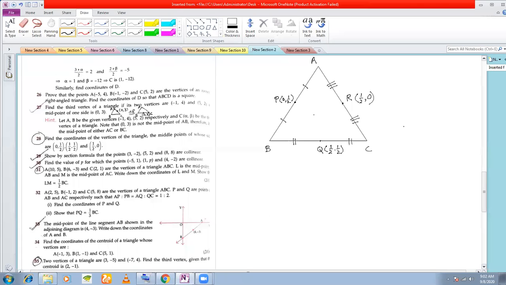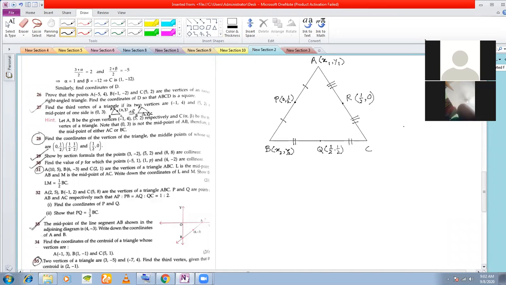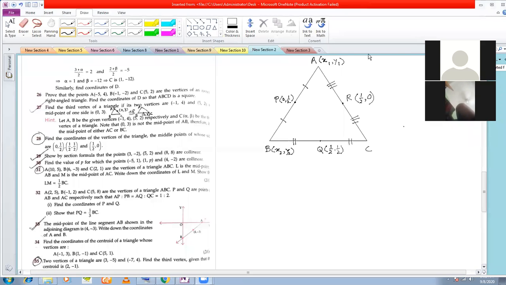So the question here is to find the coordinates of the vertices of the triangle. That is, you need to find out the coordinates of the vertices A, B, and C of the triangle. I start by saying let the coordinates of the vertices be x1, y1, x2, y2, and x3.